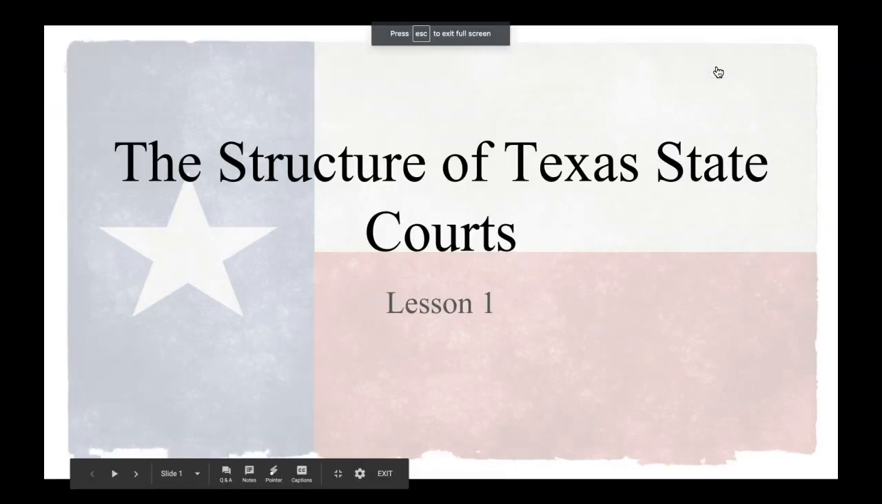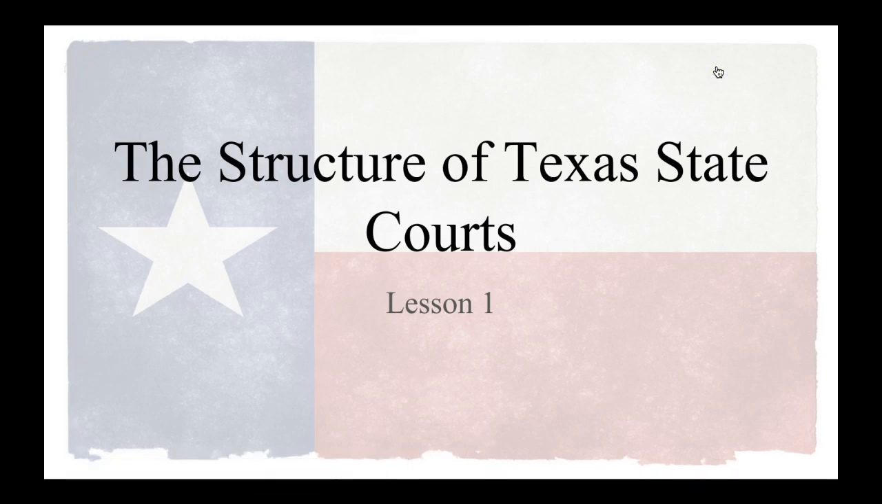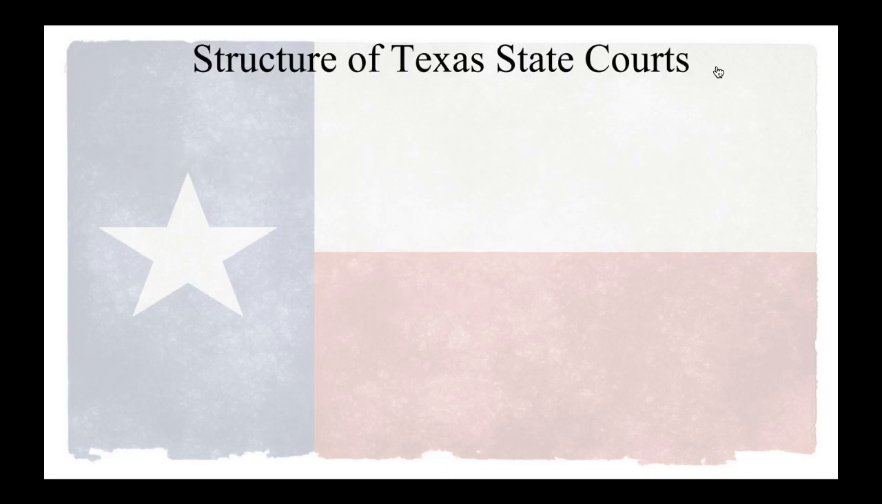Unit 4 deals with the judicial branch in the state of Texas. In the United States, there are two different court systems that operate. Each state has their own individual court system, and then we have the federal court system. We're going to be looking at the Texas state court system today, the structure of it, and the different courts that are involved at the state level.